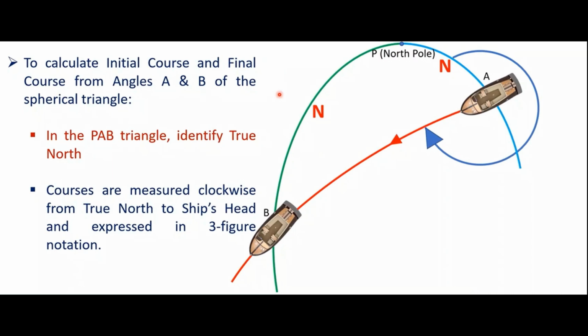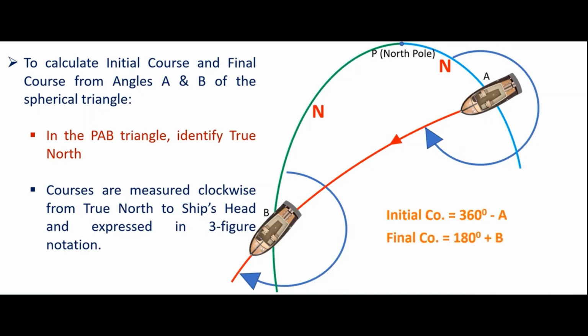Let us now mark off the final course at B, clockwise from north. I'm sure you'll agree with me, clockwise from north up to the ship's head is the final course. What you have calculated is this as angle B. This angle B out here shall be equal to this angle. Why? Because they are vertically opposite. And this final course then would be 180 from here to here plus angle B. So in this case, the initial course is 360 degrees minus angle A, and the final course is 180 degrees plus angle B.